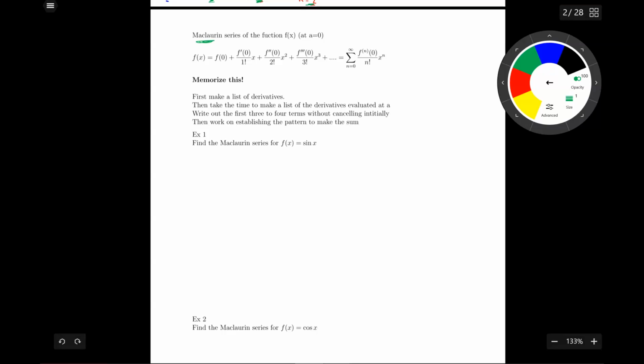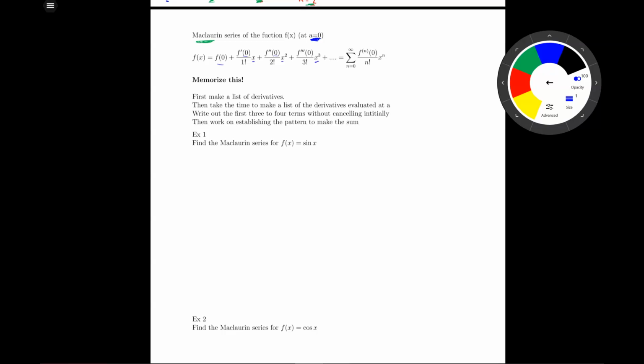So a Maclaurin series is the special case of the Taylor series. It just is with A equals 0. So Maclaurin series means the A is always equal to 0. So notice 0 is being plugged in. It's x minus 0, x minus 0 squared, x minus 0 cubed. So it's just the special case.